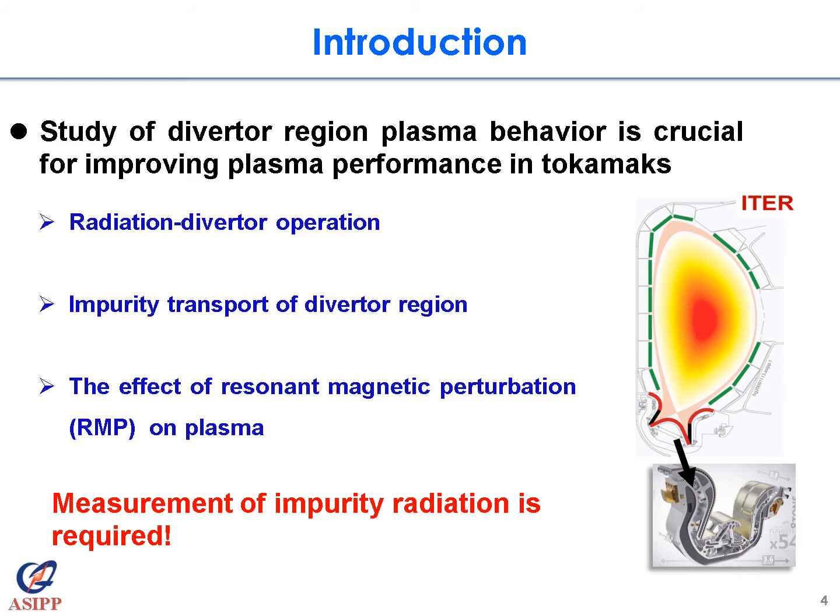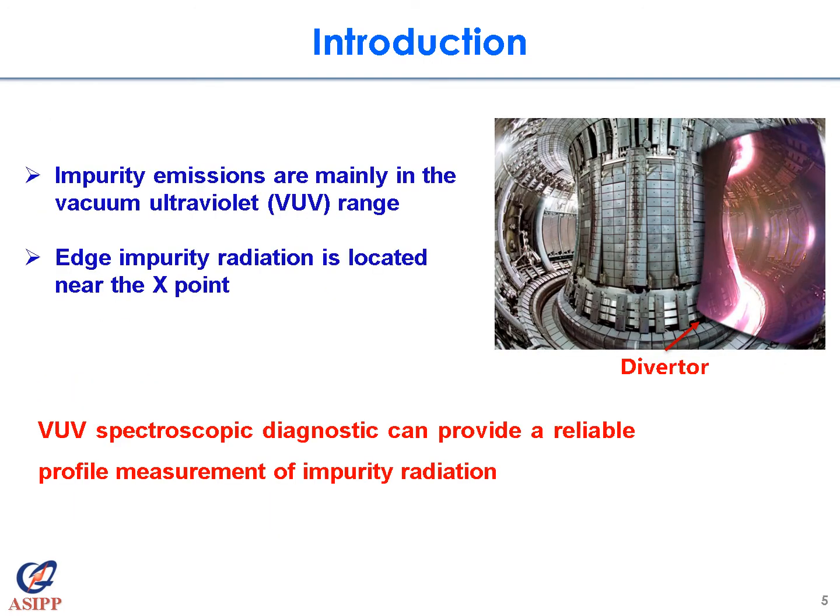The measurement of impurity radiation is an effective way to study divertor region physics mechanism. The impurity emission in the divertor area is in the VUV range, and the impurity radiation is located near the X point. So the VUV spectroscopic diagnostic is a standard technology to measure impurity emission in the divertor region.